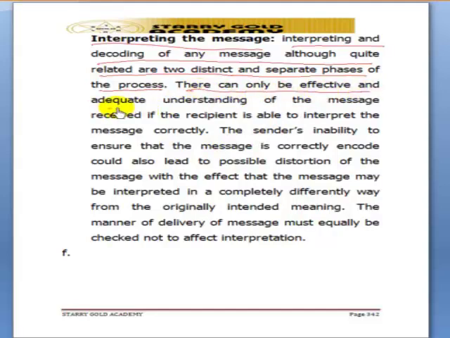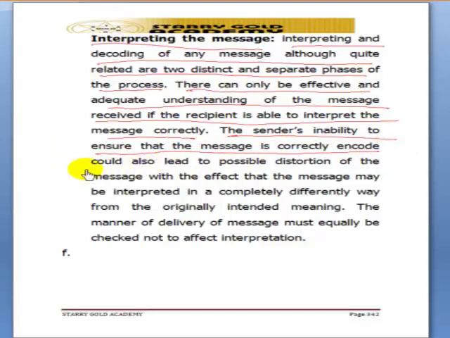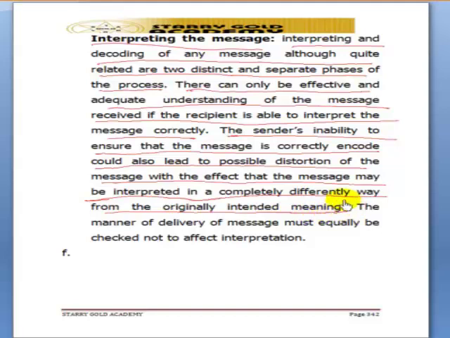There can only be effective and adequate understanding of the message received if the recipient is able to interpret the message correctly. We have just said that. The sender's inability to ensure that the message is correctly encoded could also lead to possible distortion of the message, with the effect that the message may be interpreted in a completely different way from the originally intended meaning. That is exactly what we are saying here. The interpretation depends on what?